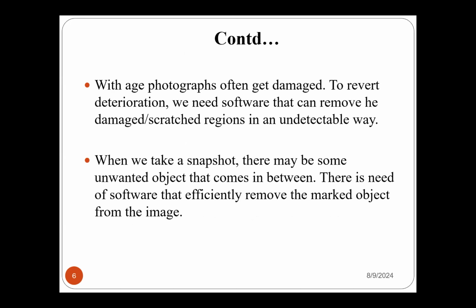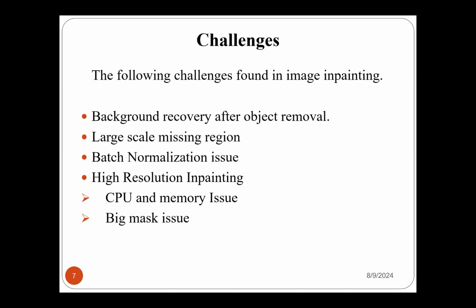Then if you take a snapshot and some unwanted object comes in, you need software to remove that object from the image. So what are the challenges? If there is a very large missing region, then again it is very challenging to recover that region. Then CPU and memory issues, because different datasets have different image resolutions and sizes. Then big mask issues, normalization is a problem, and identifying the object in the image and how to recover that image, those are the challenges.